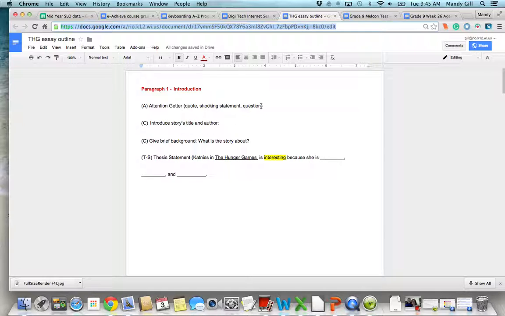Can you imagine? What do you think it would feel like? And so on. After we start with our A, attention getter, we have to have a couple sentences in the middle called connectors, and that's where the C comes from. Now, since we're writing about a novel this time, this is kind of easy. We're just going to introduce the story's title and author. So, of course, put the title and author here. And then brief background. Tell me what the story is about. I'm talking like a 1 or 2 sentence. Here's the gist of the story. So don't tell me every detail. Just here's the gist. And make sure it relates to your character, whoever you are writing about.